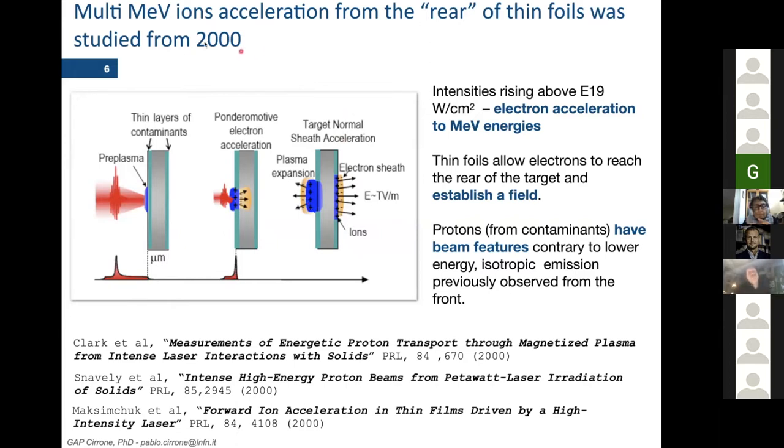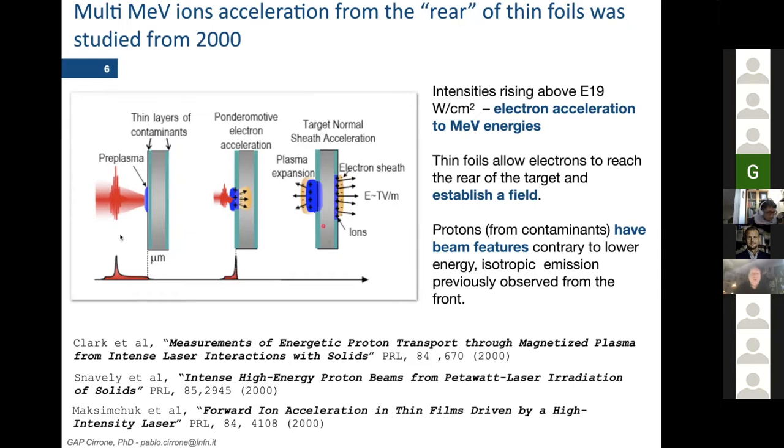Up to 2000, the laser beam impacted the target, but the target was usually thick, and we observed the plasma and the particles propagating from the same side of the laser. In 2000, a series of experiments with thin targets started to demonstrate the possibility to accelerate particles from the rear side of this thin foil.